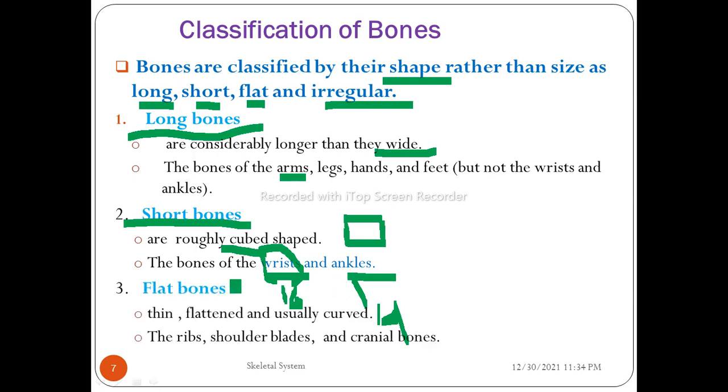The third one is flat bones. Flat bones are thin, flattened, and usually curved. An example is ribs. Ribs are thin and curved. Shoulder blades also, and cranial bones like the parietal bone, frontal bone, and occipital bone are considered flat bones.